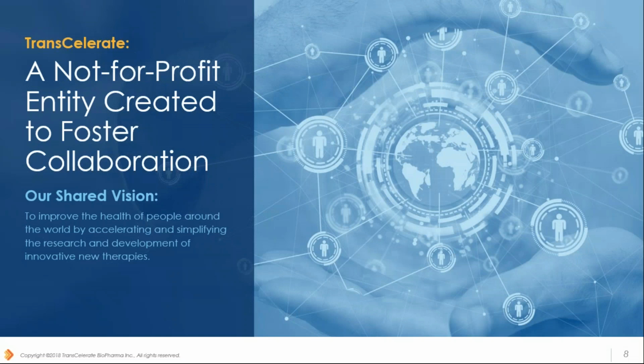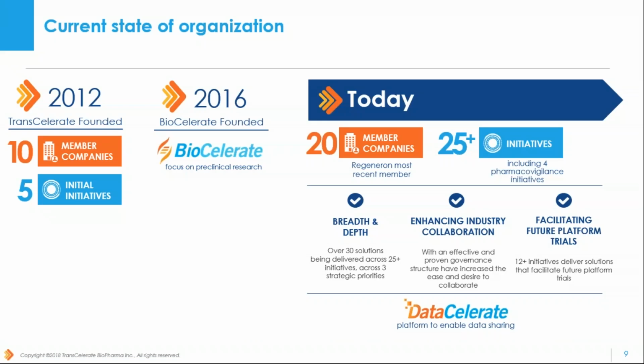All right, so a little bit of an overview about TransCelerate. TransCelerate is a not-for-profit entity that was created to foster collaboration and to help improve the efficiency of clinical trials for the ecosystem to benefit sites, patients, and sponsors. The current state of our organization, we were founded in 2012 with 10 member companies. And today we have 20 member companies. We have more than 25 initiatives, including 4 pharmacovigilance initiatives. And because of the breadth and depth of our initiatives about enhancing industry collaboration and really facilitating future platforms, we feel we're really contributing to improving the ecosystem of clinical research.